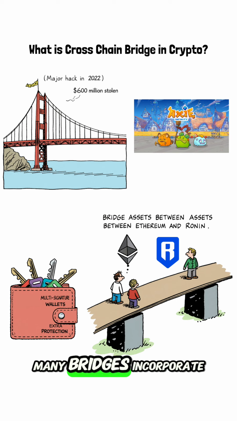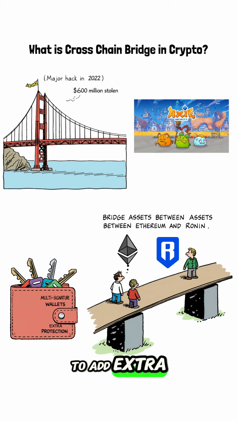This is why many bridges incorporate multi-signature wallets or decentralized governance models to add extra layers of protection, otherwise they would have been GG a long time ago. So, a cross-chain bridge is sort of like a universal adapter for all your digital assets.